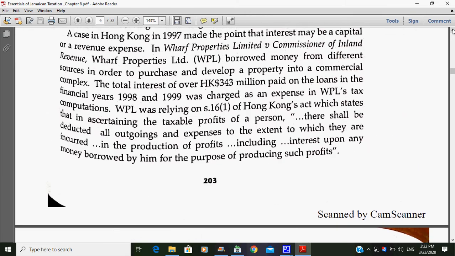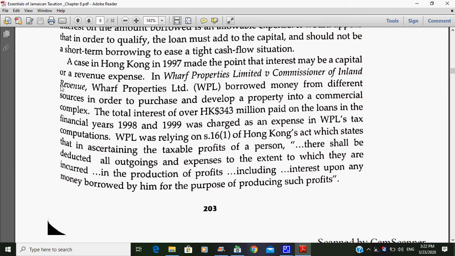Alright, before we go any further, this case in Hong Kong, 1997, made the point that interest may be capital or revenue expense. In Wharf Properties Limited versus Commissioner of Inland Revenue, Wharf Properties borrowed money from different sources in order to purchase and develop property into commercial complexes.